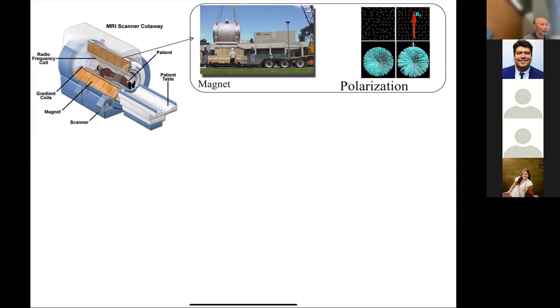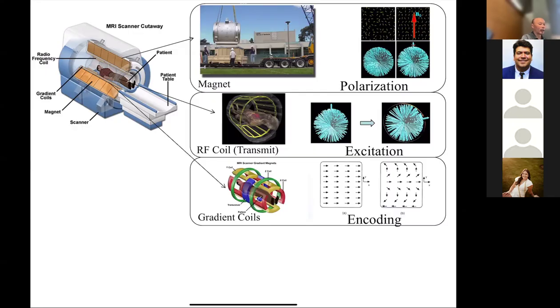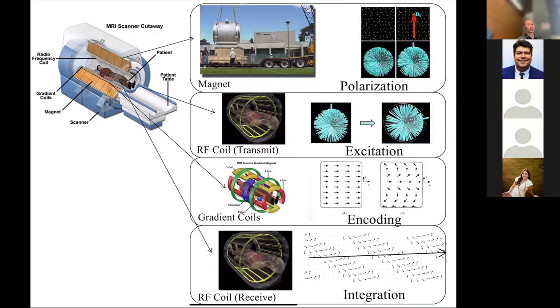So the four main things that you need to know for MRI are: one, the main magnet does something called polarization. We'll talk about it today. The RF coil does something called excitation. The gradient coils do what's called encoding. And then the RF coil also does reception and integration. Okay. And we need all those four steps to get the MRI image to work. All right. So today we'll talk about polarization and excitation.